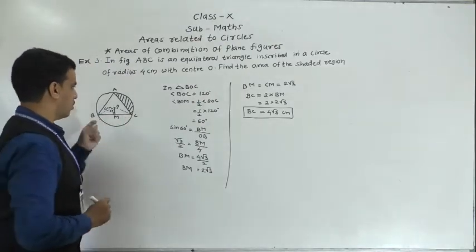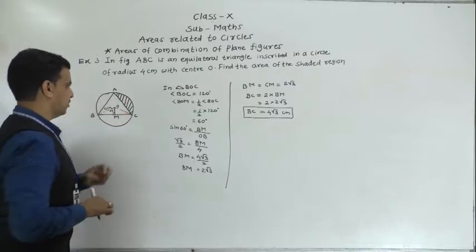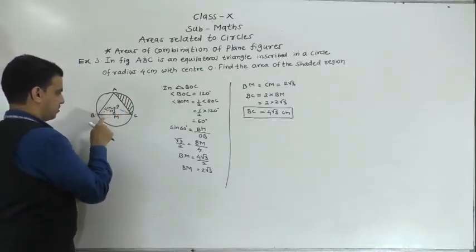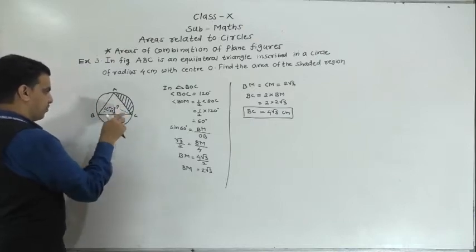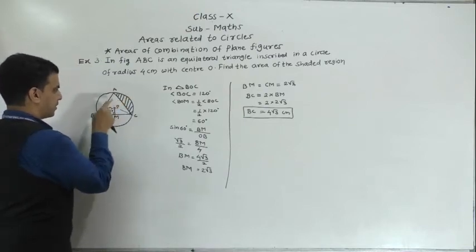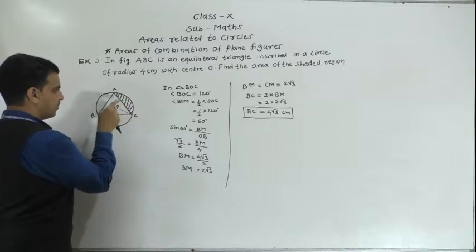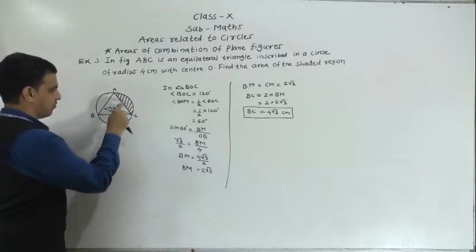Now we can find the area of the shaded region. See here, these three regions, this region and this region are equal. So if we find the area of the circle and subtract the area of the triangle, we will get these three regions. But we want only this region, so if we divide it by 3, we will get this region.